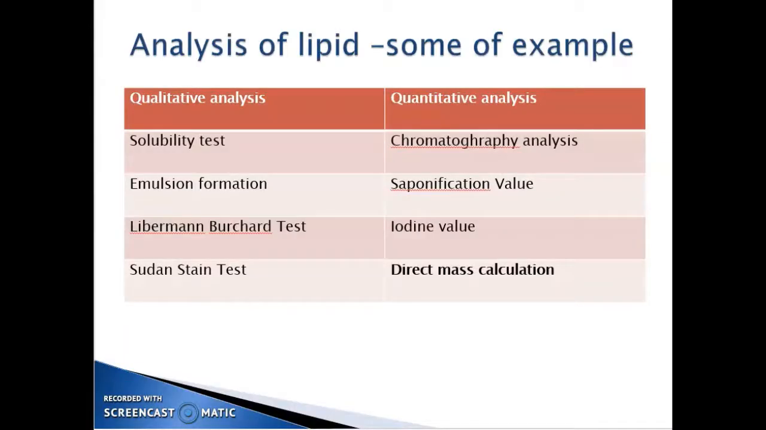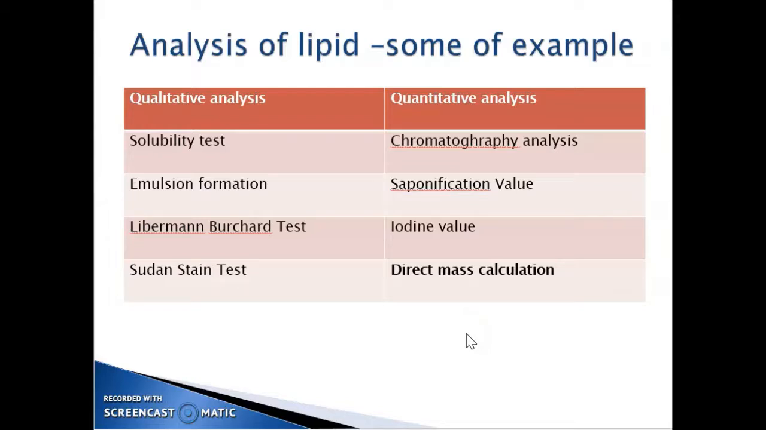Okay, now let us look at lipid. What are the types of lipid tests? In general, there are two different types of lipid tests. The first test involves qualitative analysis, and the second type of lipid test involves quantitative analysis. Examples of qualitative analysis in testing the presence of lipid are solubility tests, emulsion formation, Lieberman Burchard test, and Sudan stain test.